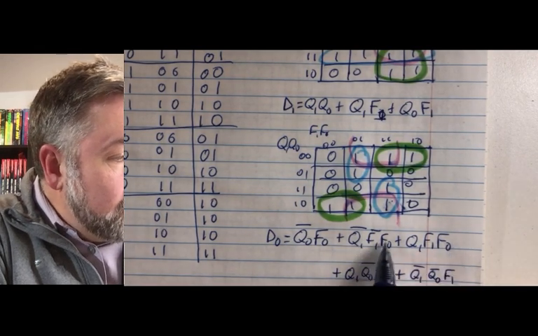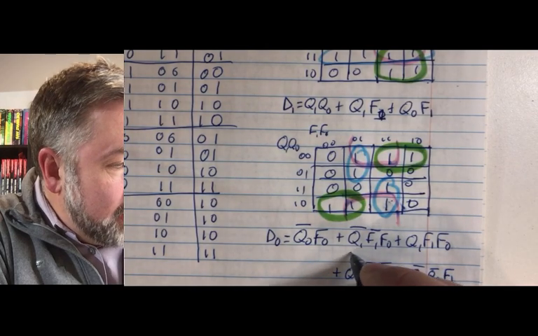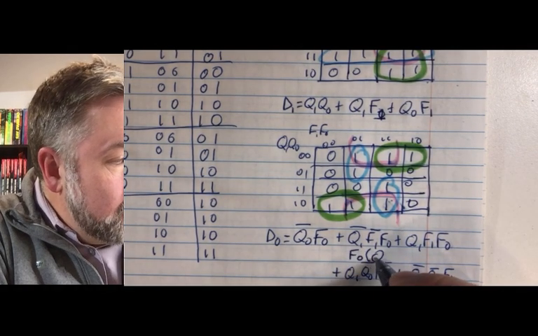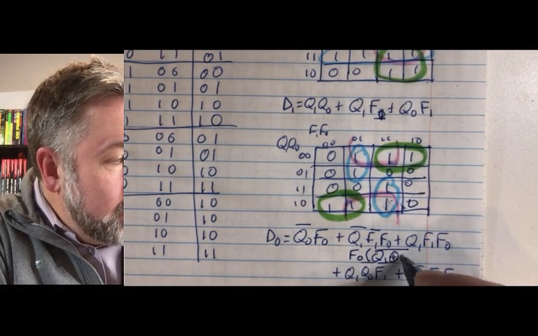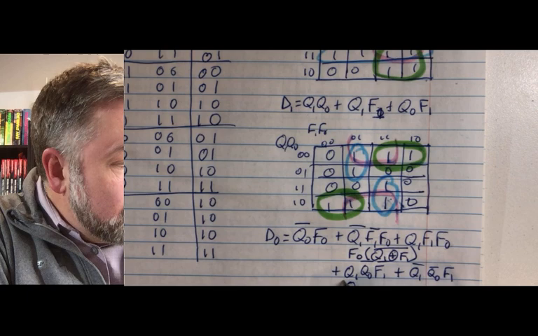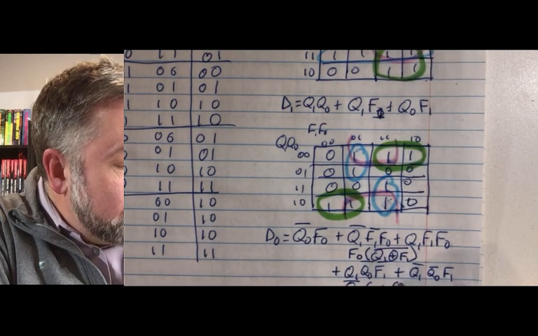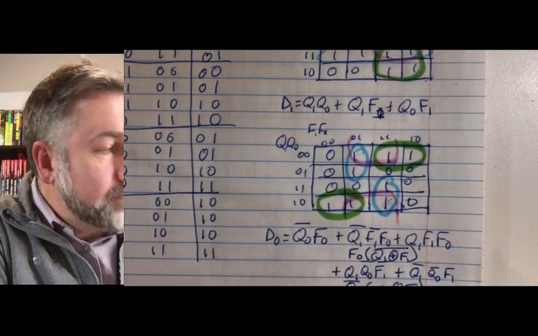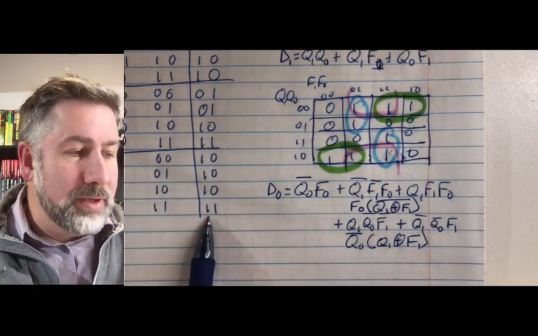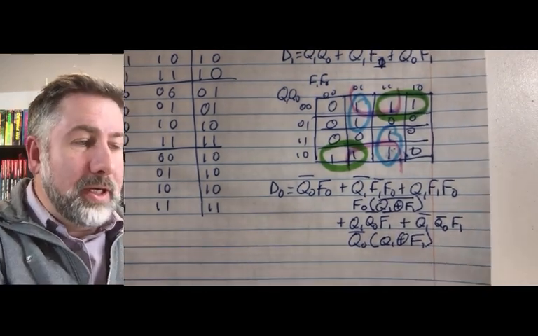And if we take these two and select out the F0, we can say that this is the same as F0, and then Q1 exclusive NOR F1. And if we select out the Q0 here, Q0 bar, and then it's going to be Q1 exclusive OR with F1. So that's a lot of derivations. So the idea is simple. You don't have to do anything more here except to take this and implement it. But you can see the derivation is fairly expansive.